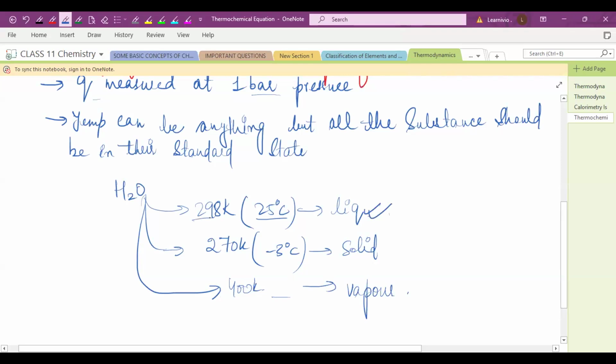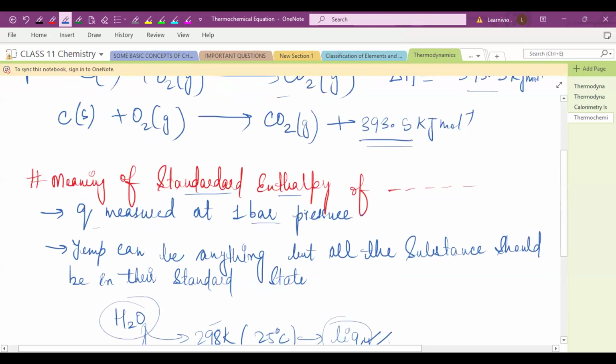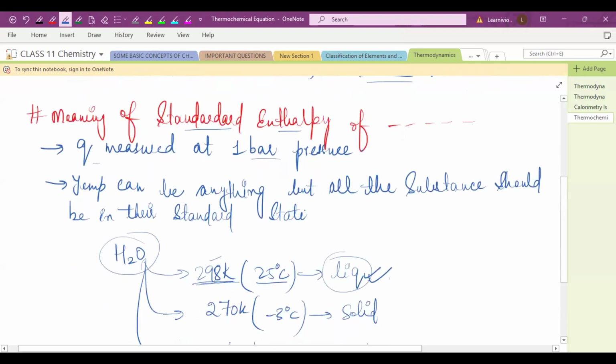So you will take this temperature for the water. If there is water anywhere in a reaction, you will take the liquid form as the standard state when we talk about standard enthalpy. If the word standard is included before enthalpy, it means that the substance should be in its standard state. So suppose it is water, then water will be in liquid state, and you will take the temperature for the liquid state. Clear?